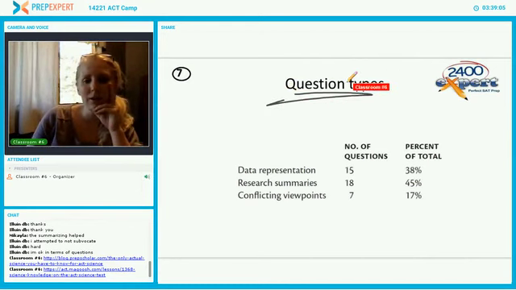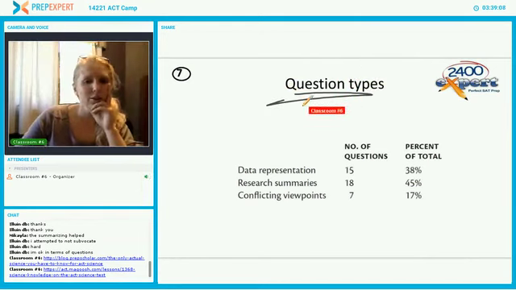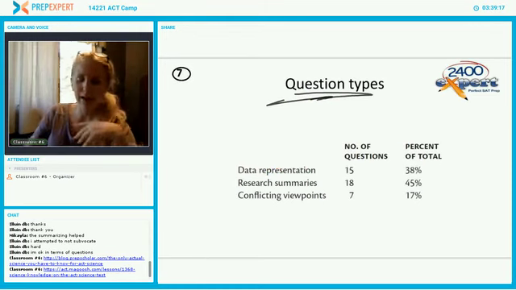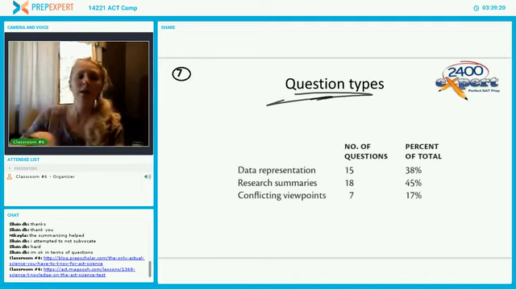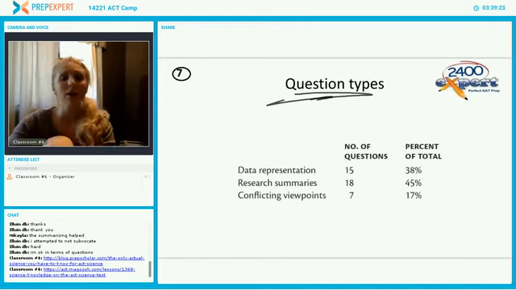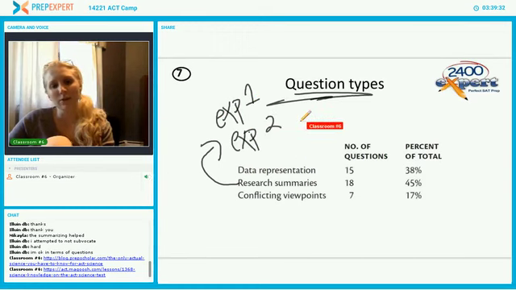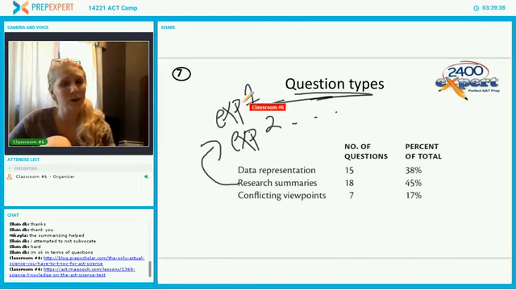So question types, we have data representation, research summaries, and conflicting viewpoints. Data representation is basically passages where they have some tables and ask you questions about the tables and graphs that are presented. Research summaries are the types of passages where you have experiment 1 and experiment 2, etc. So you have lots of different experiments which differ from one another, and you have to figure out the difference between these. You might have multiple passages, 45% of the questions look like that, 38% look like data rep.